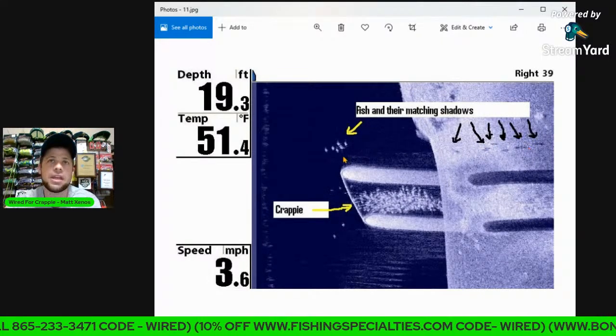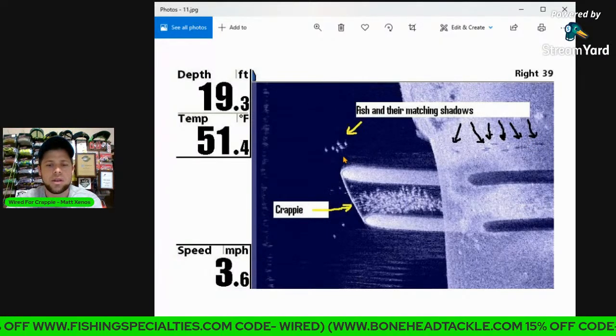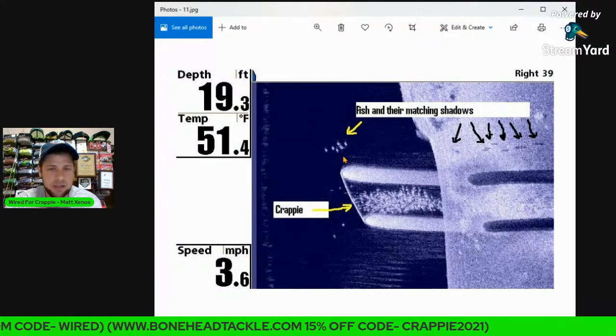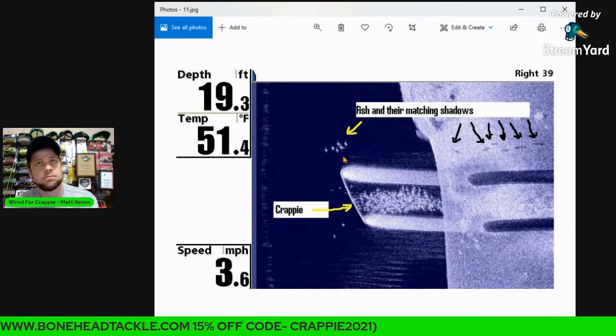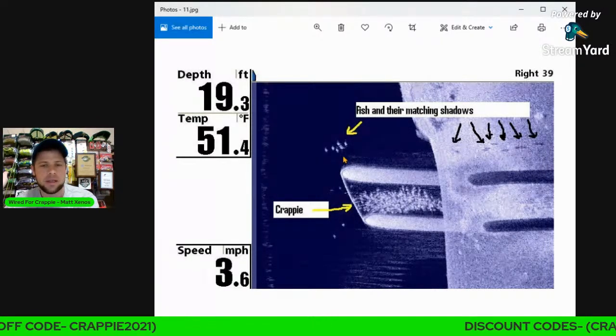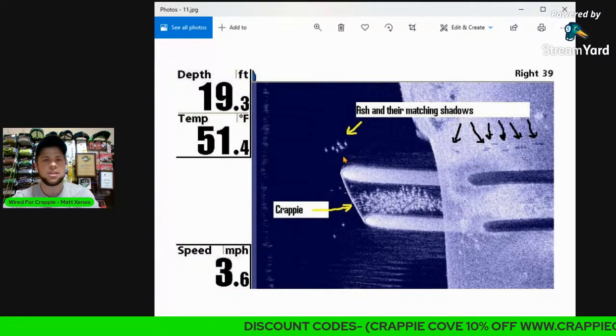Same thing as if you're outside and it's 12 o'clock noon, if you look down at the asphalt, your shadow is right underneath you. But if it's now 7:30 in the afternoon and the sun's going down and you look down, your shadow is going to be all the way out here. Same thing with these fish.